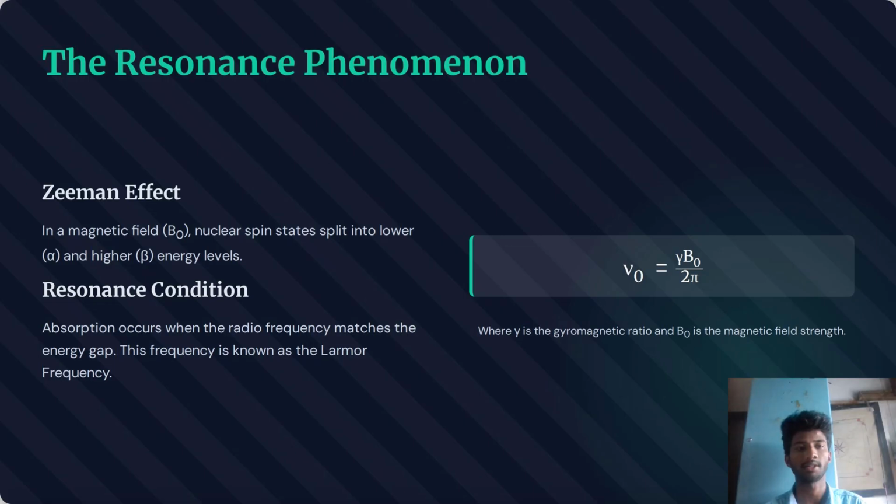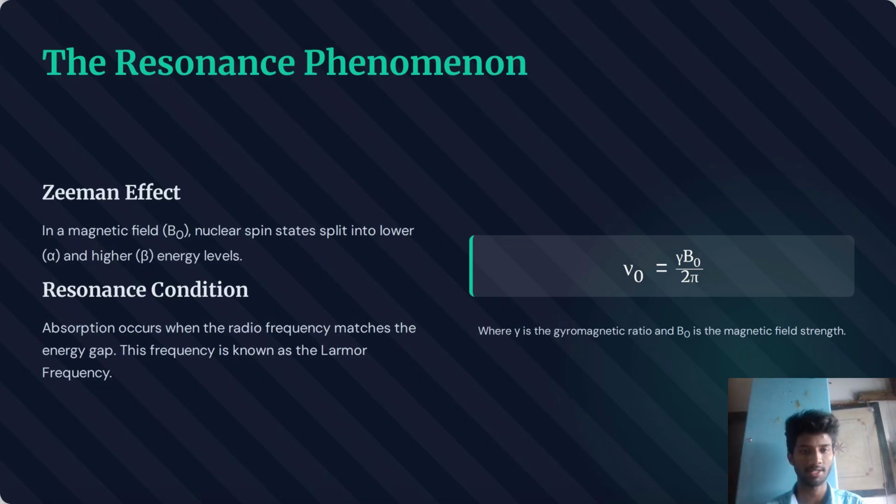The resonance phenomenon. Zeeman effect. In a magnetic field B0, nuclear spin states split into lower alpha and higher beta energy levels. Resonance condition: absorption occurs when the radio wave frequency matches the energy gap.